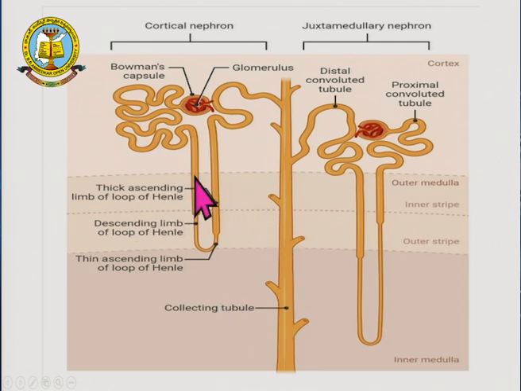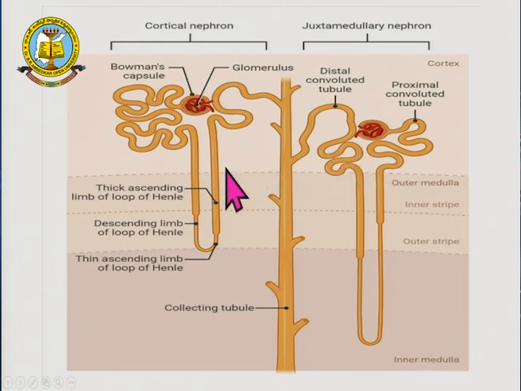This is the thin ascending loop of Henle. In this region sodium chloride is eliminated, and in the descending loop of Henle water is removed. This is the thick ascending limb of the loop of Henle. Same kind of thing, this is another nephron, with the outer medullary inner strip and outer strip region. This is the inner medulla point.